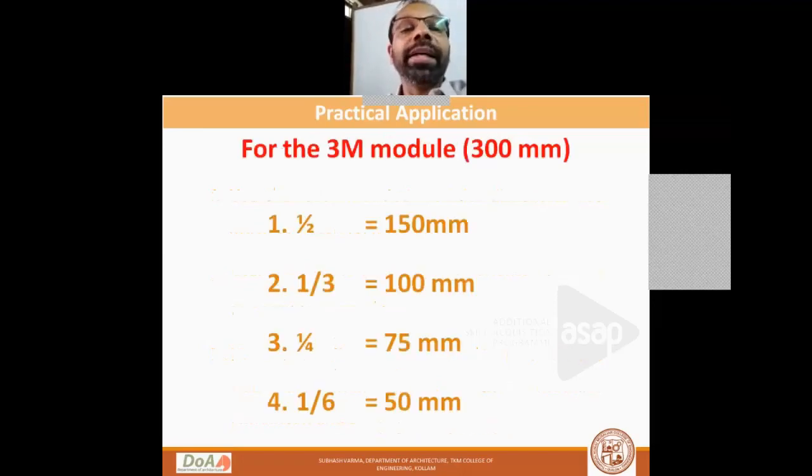So for practical application, you can use the following submodules. For example, if you are using the basic module of 3M, which is 300 mm, half of the basic module is 150 mm. One third of the basic module is 100 mm. One fourth of the basic module is 75 mm. And one sixth of the basic module is 50 mm. So these subdivisions can be used in the system.